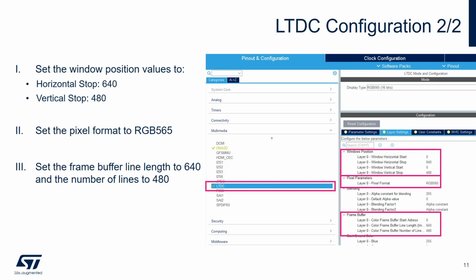Then we need to configure the LTDC layer settings according to the display resolution and the color depth. We start with the window position. The horizontal stop needs to be 640, which is the display width, and the vertical stop needs to be 480, which is the display height. The pixel format needs to match the display type, which is RGB565. Finally, the frame buffer line length needs to match the display width, which is 640, and the number of lines needs to match the display height, which is 480.